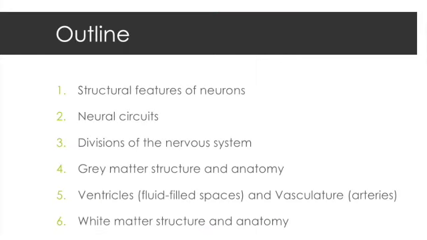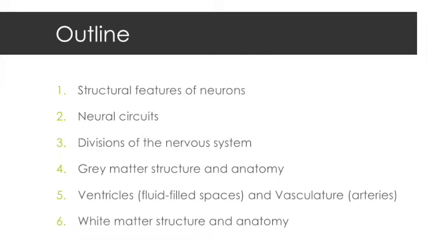So I'm going to start with structural features of neurons, right? So individual neurons and what they look like. And then I'm going to connect them together to talk about neural circuits. And then I'm going to start from the other direction, and talk about the overall, general, overarching divisions of the nervous system. And then I'll go into the nitty-gritty.